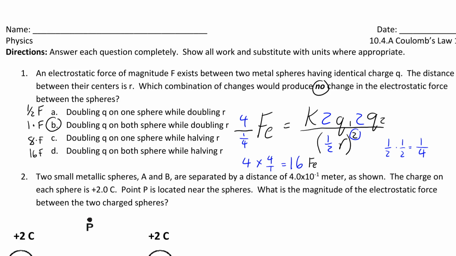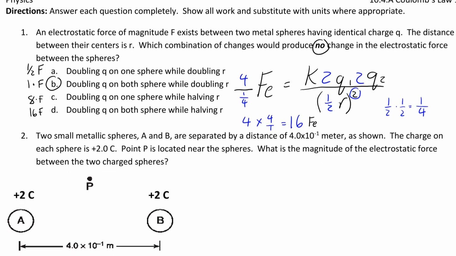So you could see if you double both charges, you get a stronger force, right? But again, choice B is the correct answer because F times 1 is just F, so it's no change there.